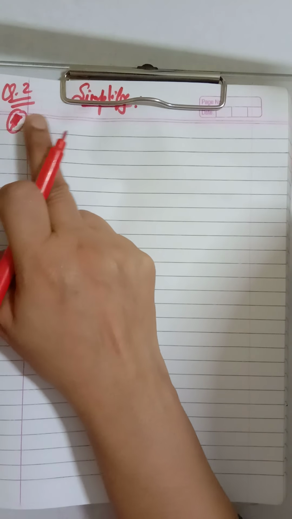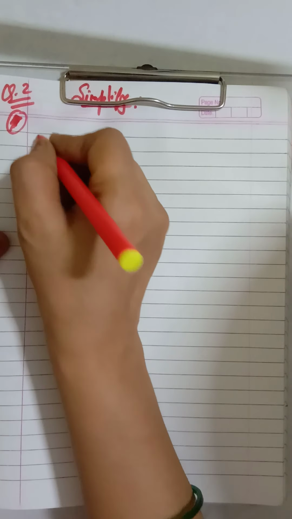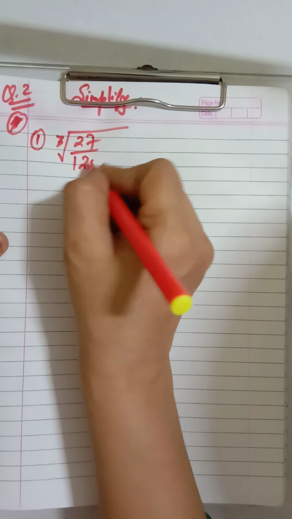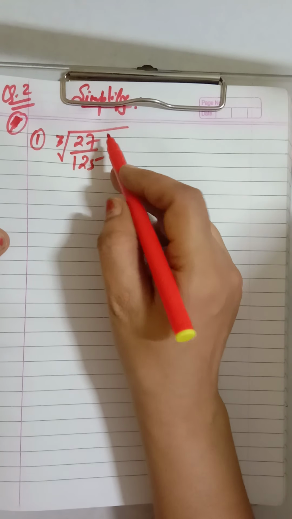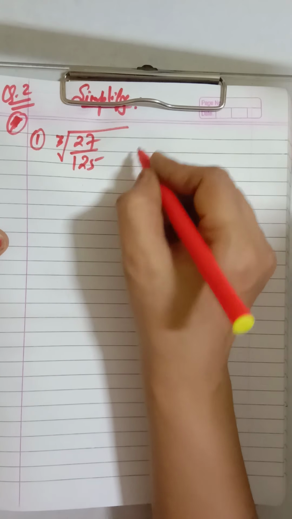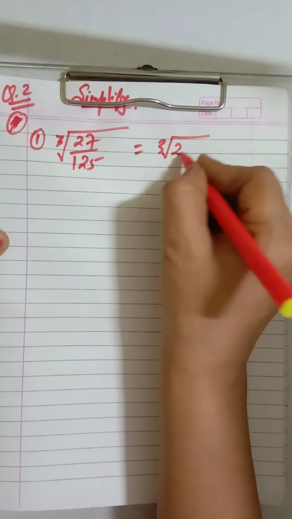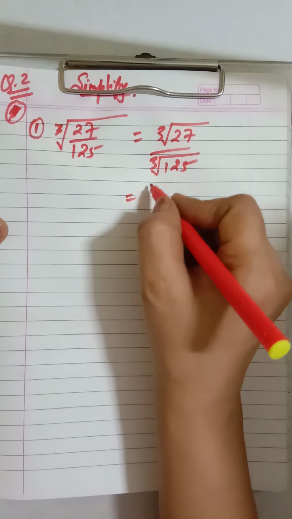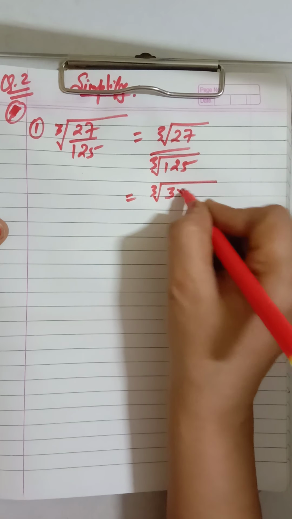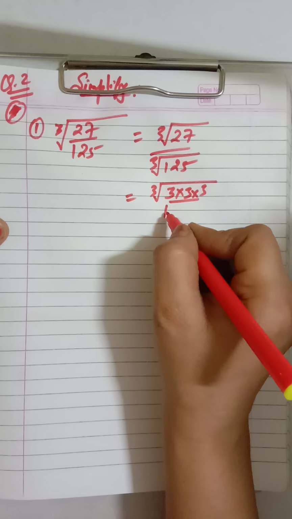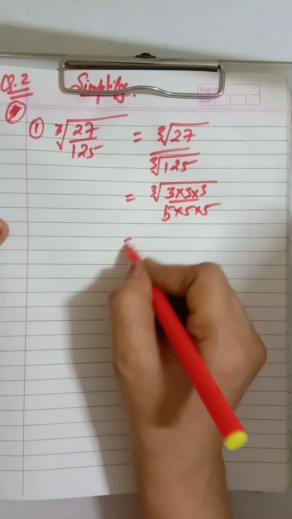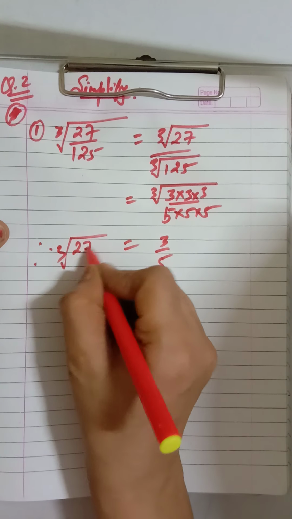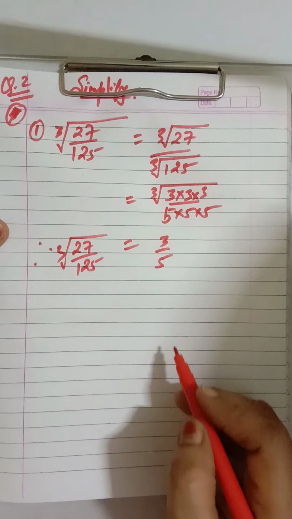Now let's start with question number 2, that is simplify. In that the first question is, let us find the cube root of 27 upon 125. Okay, now here you can see it's a numerator and denominator in a fraction. So this you can write as cube root of 27 upon cube root of 125. Cube root of 27 can be written as 3 into 3 into 3, and 125 is written as 5 into 5 into 5. So this will be 3 upon 5. Therefore cube root of 27 upon 125 will be equal to 3 upon 5.